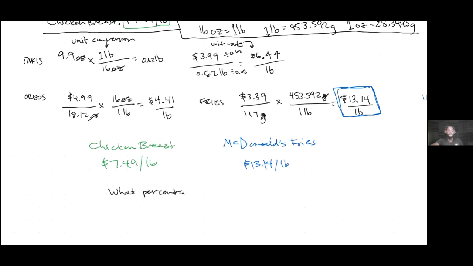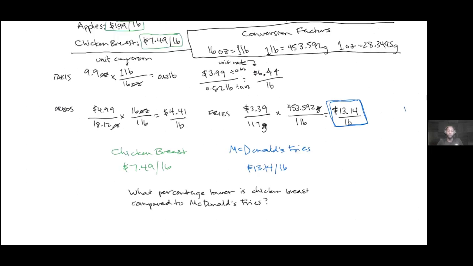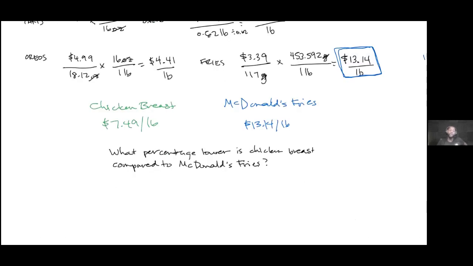So I'll say it this way. What percentage lower is chicken breast compared to McDonald's fries? All right. So we have the cost of fries, we have the cost of chicken breast. We know that chicken breast costs less than McDonald's fries per pound. So we want to say how much less as expressed by percentages.